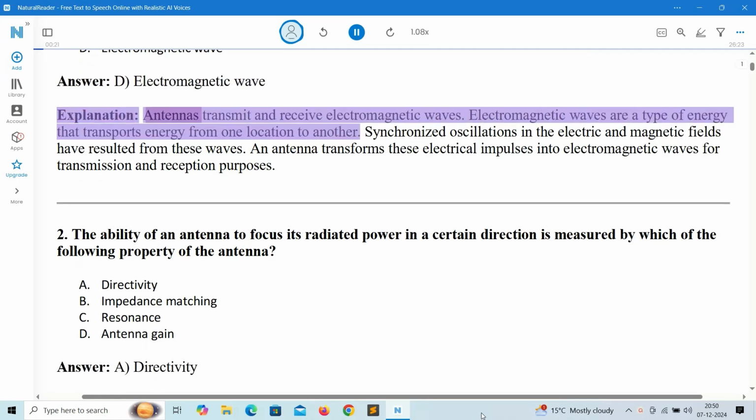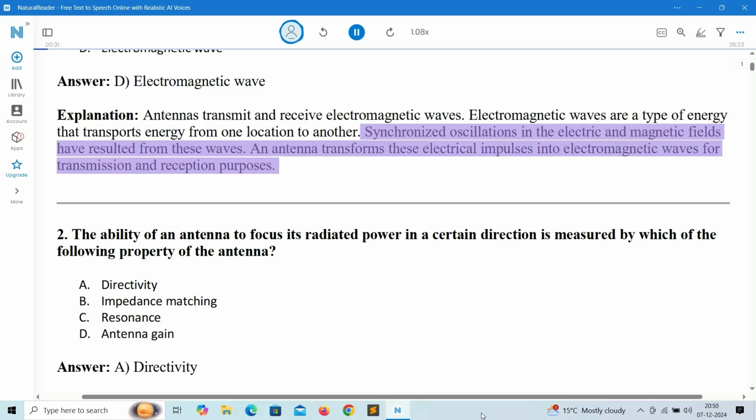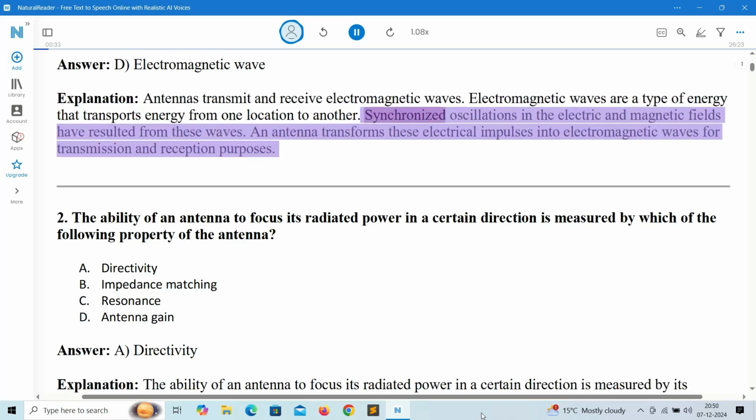Explanation: antennas transmit and receive electromagnetic waves. Electromagnetic waves are a type of energy that transports energy from one location to another. Synchronized oscillations in the electric and magnetic fields have resulted from these waves. An antenna transforms these electrical impulses into electromagnetic waves for transmission and reception purposes.